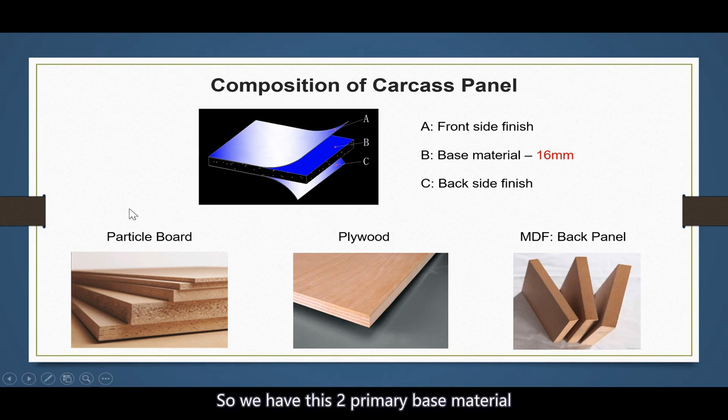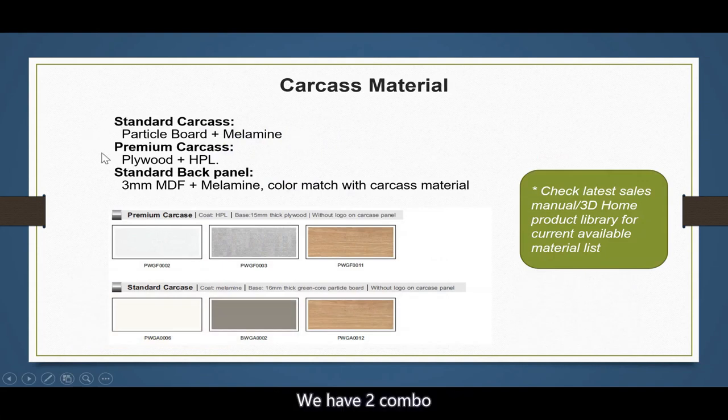We have two primary base materials: particle boards, which are the standard option, and plywoods, for the premium option. For back panels, we use thin three millimeter panels, and the base material is MDF. As we all know, plywood has better waterproofing, water resistance, and stronger structural performance, but it's relatively expensive. So particle boards are our primary option, the standard option. We have two combos: the standard carcass is particle board with melamine finish, and the premium carcass combo is plywood in HPL finish, which is laminate. The standard back panel is 3 mm MDF in melamine finish. Its color is the same as the other parts of the carcass materials.